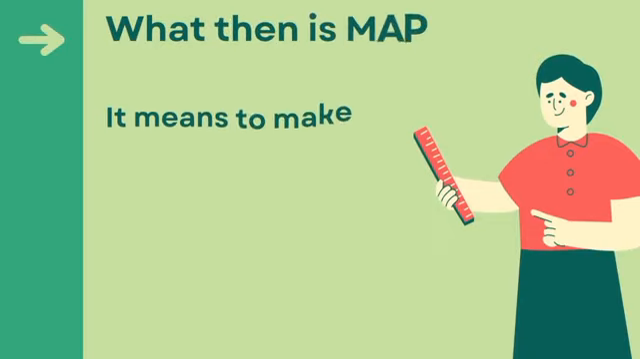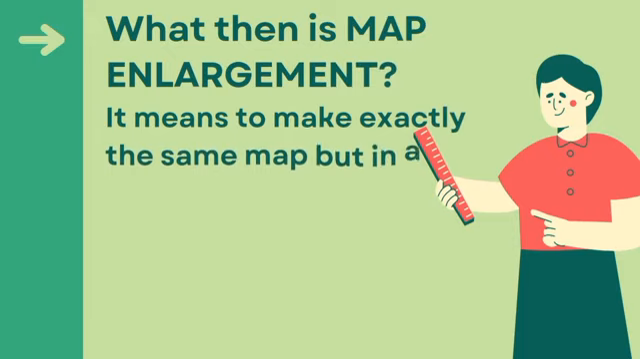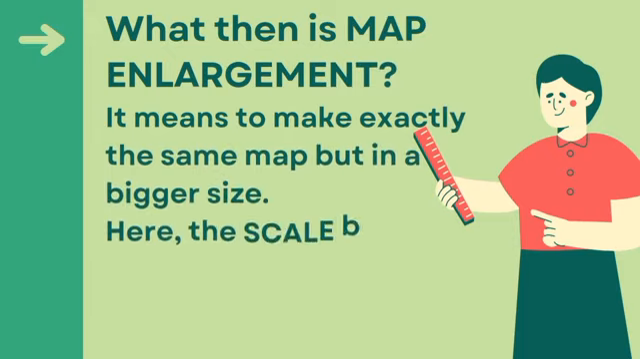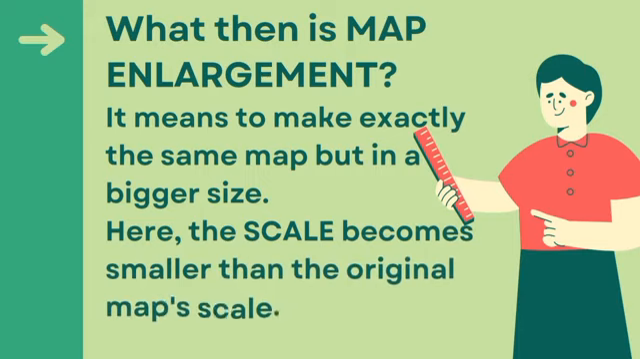What then is map enlargement? Map enlargement is like the opposite of map reduction. It is whereby you make a bigger map than the size you were given. Don't forget, in creating another map, either reducing or enlarging, there is always a given scale of reduction or enlargement. In this case, it is making the exact map but in a bigger size.